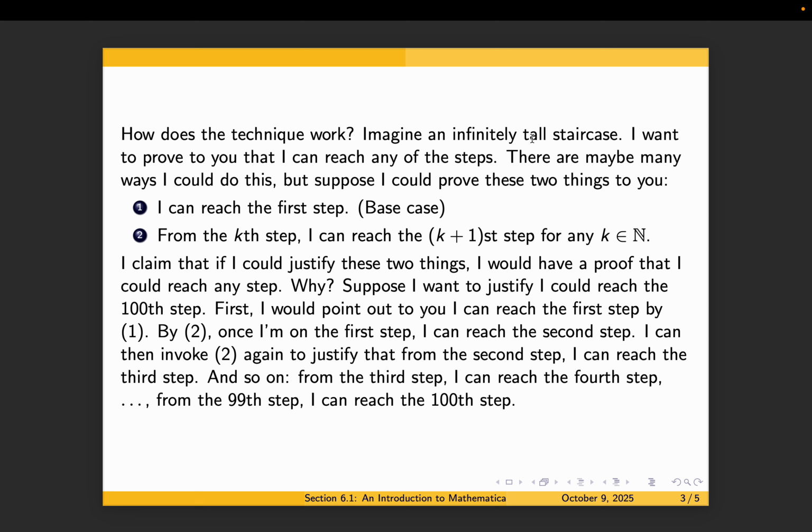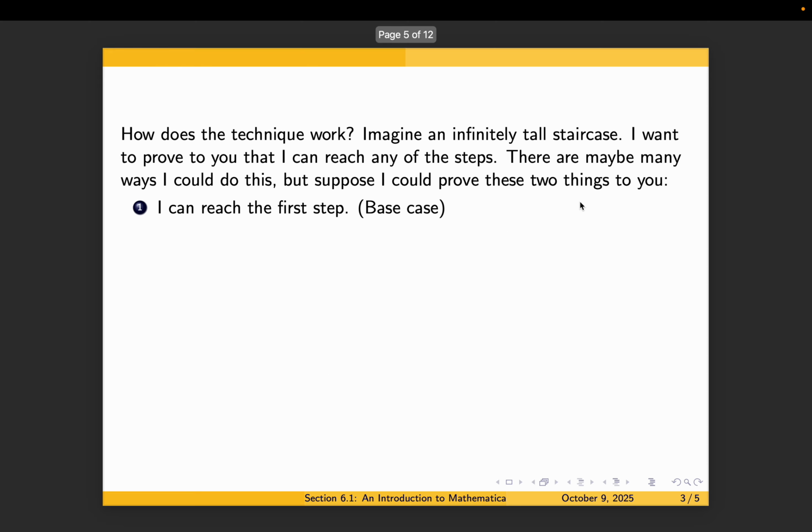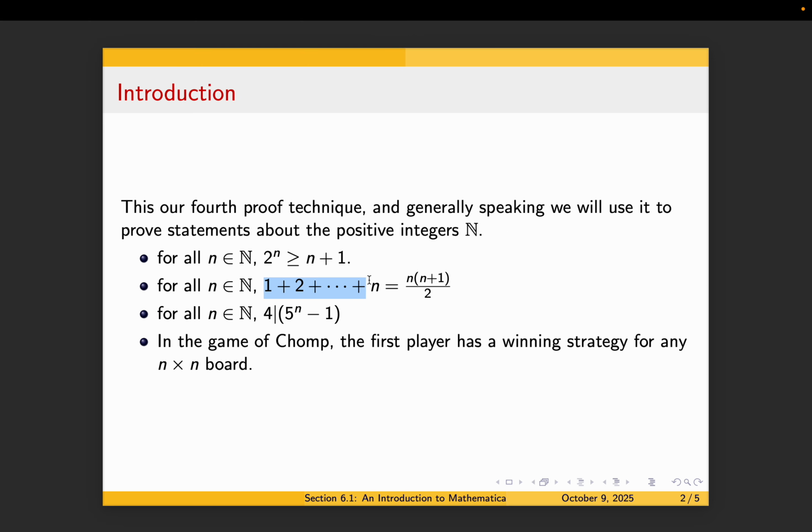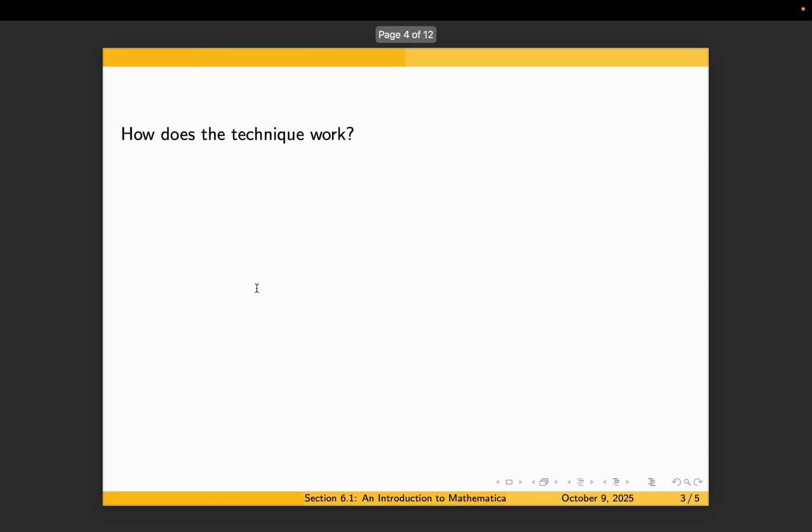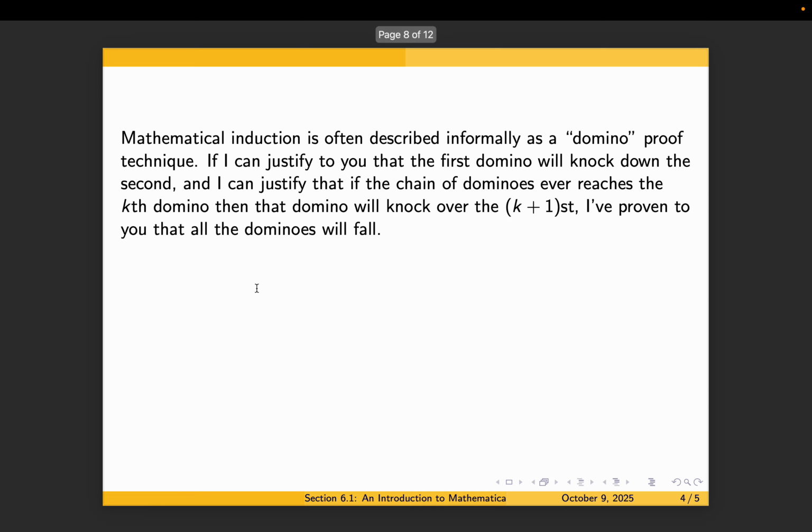So if you think of the infinitely tall staircase as each step being some statement involving a natural number, so if you're trying to prove things like this, think of the nth step as being this equation, but for that n. So the 5th step, put a 5 right there. The 20th step, put a 20 right there. If I could prove to you that I could solve this equation or justify this equation as true for any of those steps, I could sort of set off a chain reaction and justify the equation to you for any natural number. That's broadly speaking how it works.